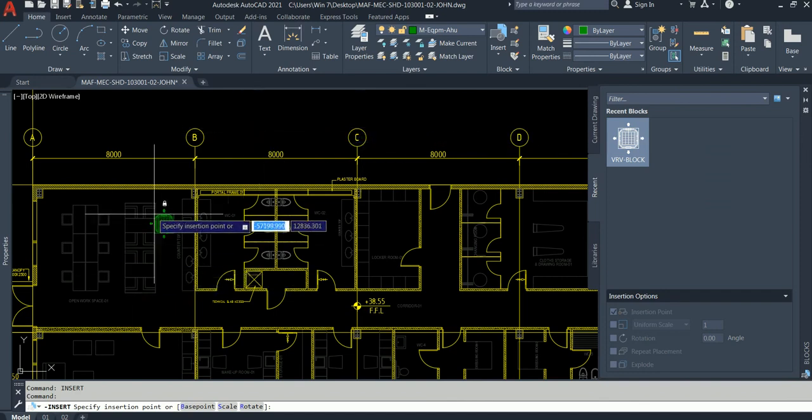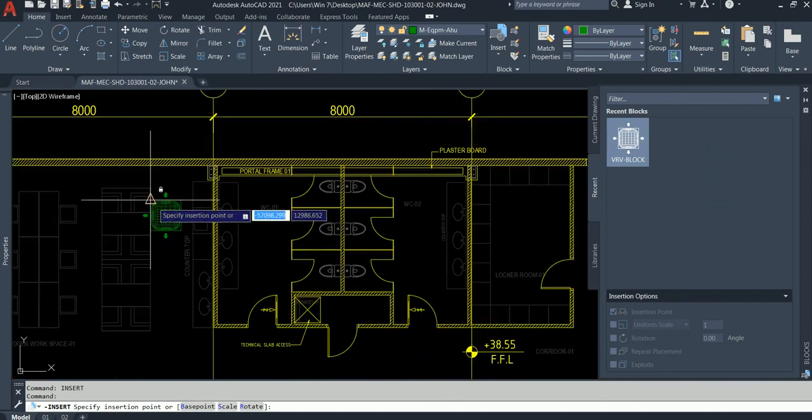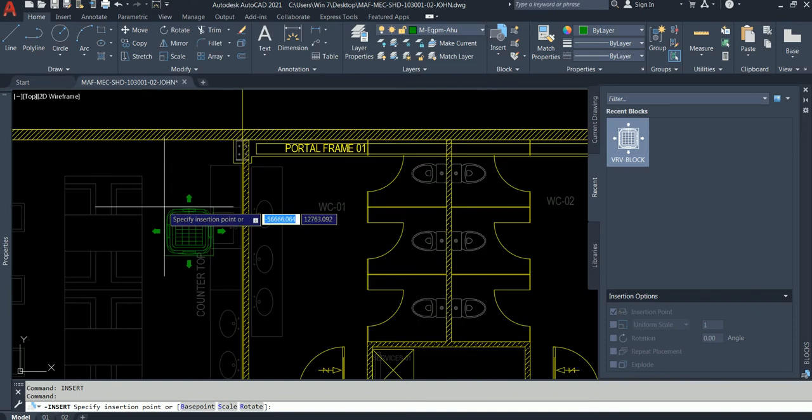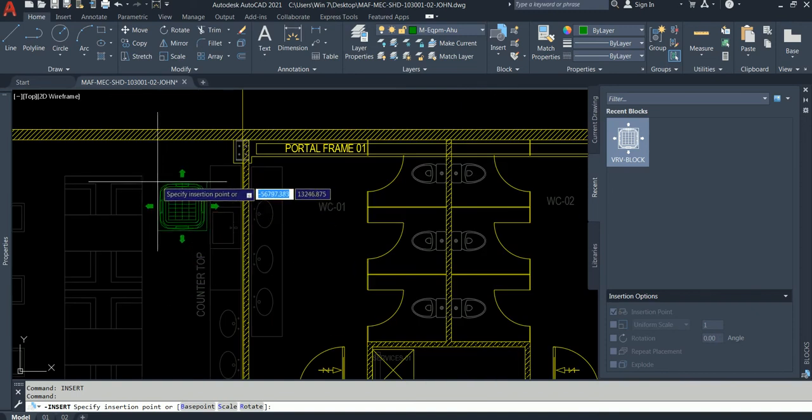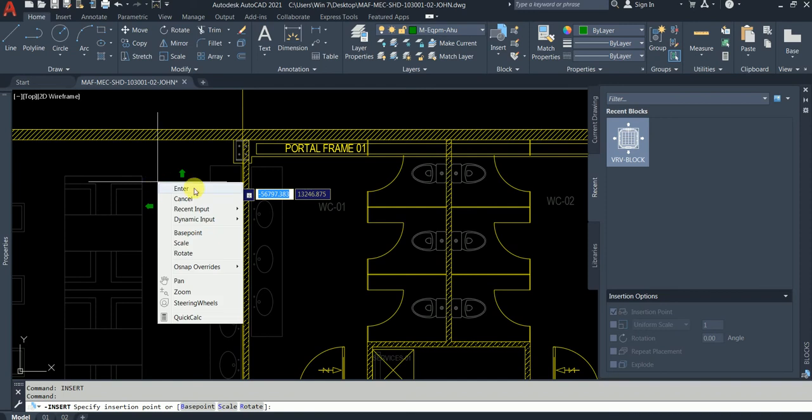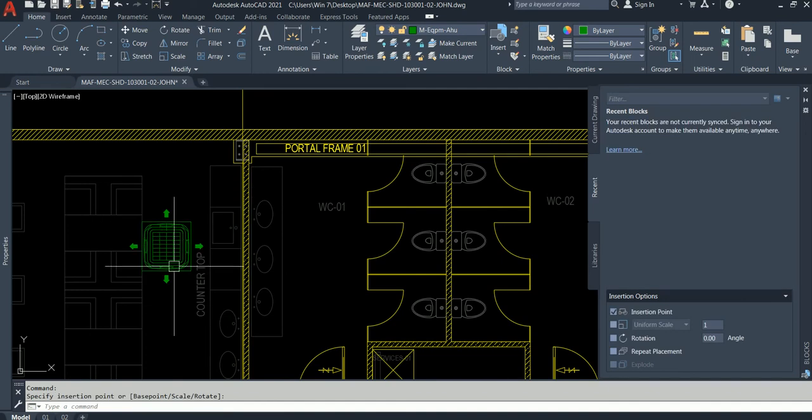Now my question is, see, he has given us a wrong base point. Okay, not wrong base point. We want it to be in the center. So what we'll do is, can you see? Right click, base point. Click a base point. If you cannot click a base point, okay, do it again.